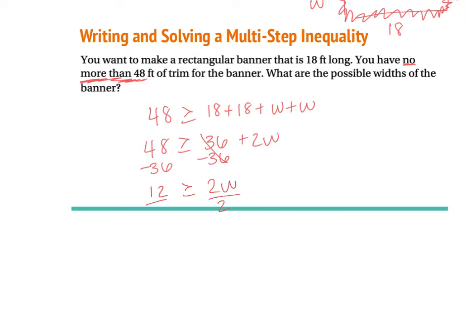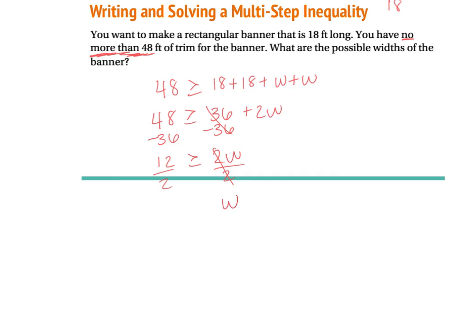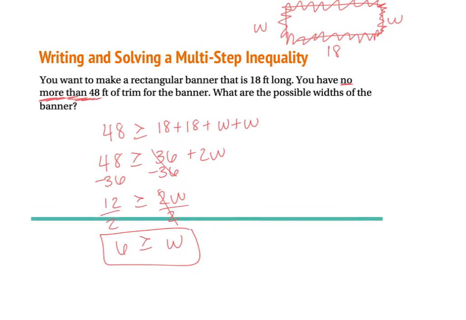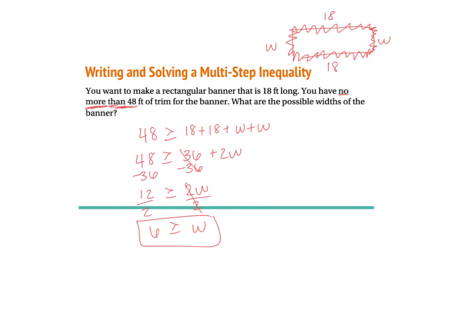We divide by 2, divide by 2. We do that so those cancel. We're left with W only on the right side is less than or equal to 6. So W could be 6, it could be 5, it could be 4. But guys, it cannot be more than 6 because then we'll run out of trim for the banner.